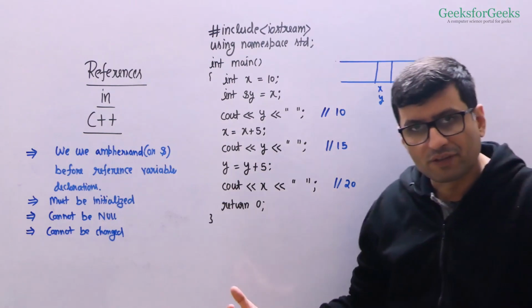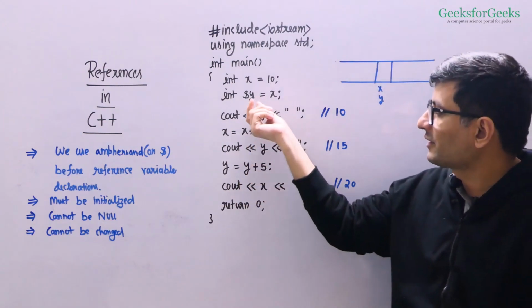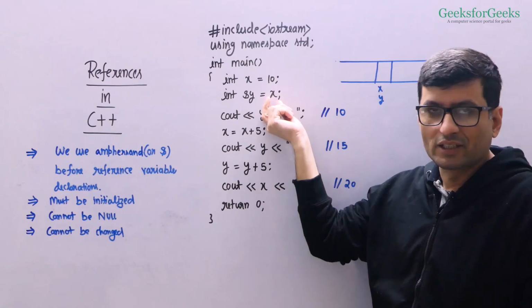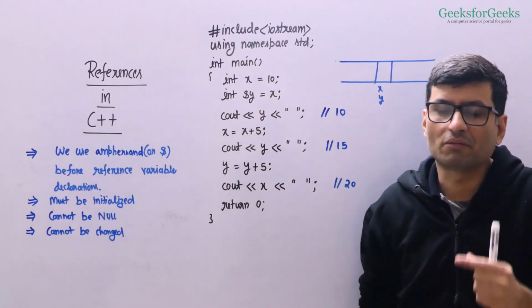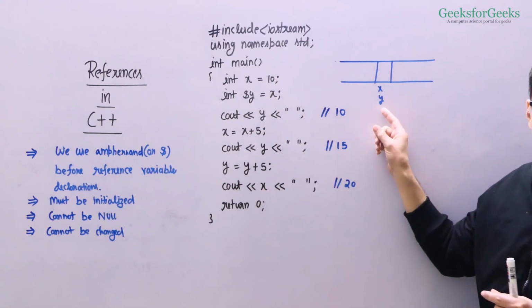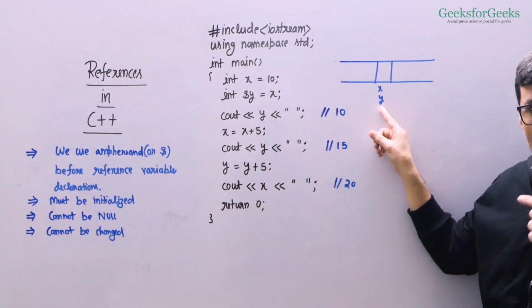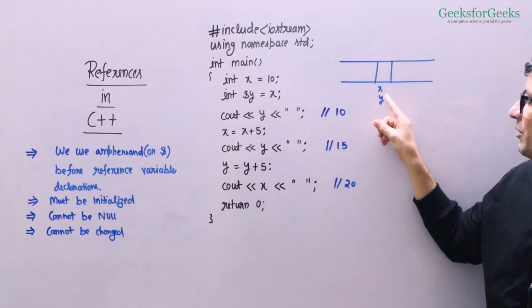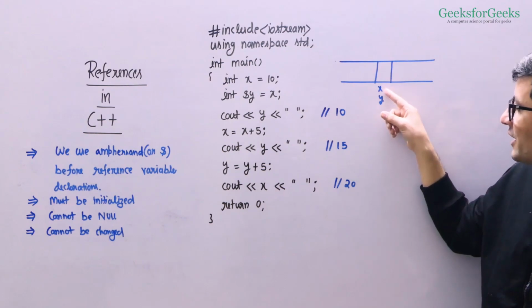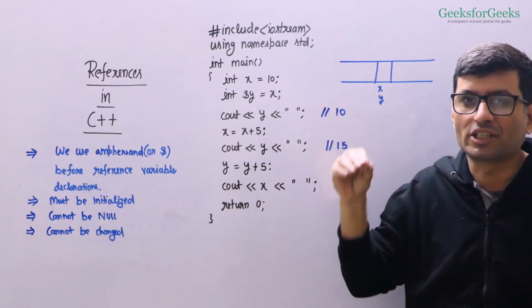When you create a reference variable, and if this reference is referring to x, it means now you have one more label for this memory, y, right? Whatever changes you make to y, they are going to reflect to the same location, and x and y are now labels for the same memory.